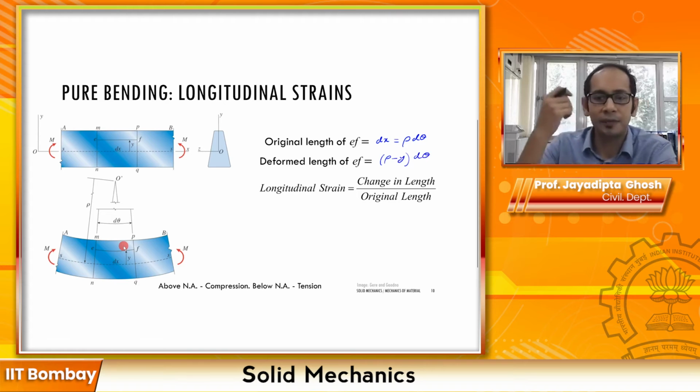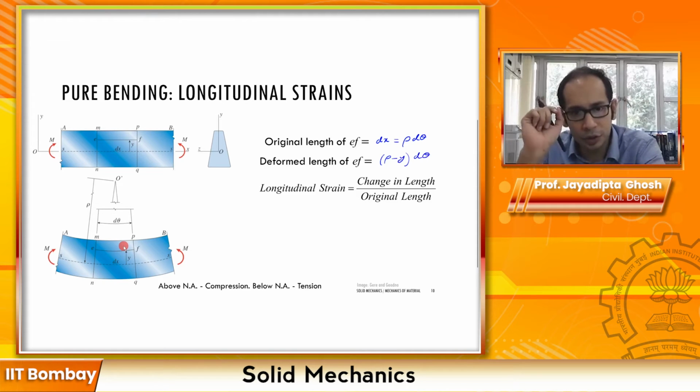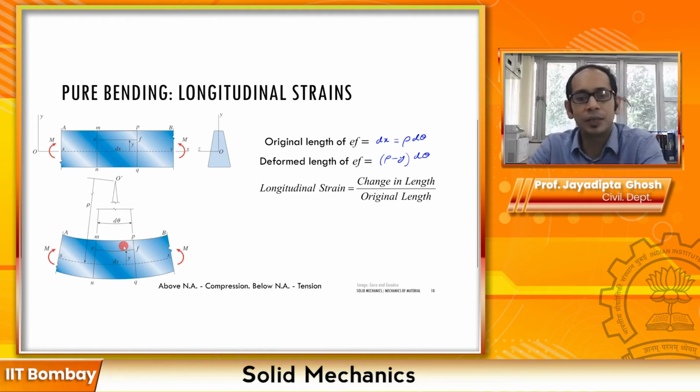Now if we have to calculate the longitudinal strain for the line EF, how do we find that? What do we mean by strain? Strain is the change in length divided by the original length. So if we have to write that, the change in length will be rho minus y d theta minus rho d theta, so it will be minus y d theta, and the original length is your dx that we have over here.